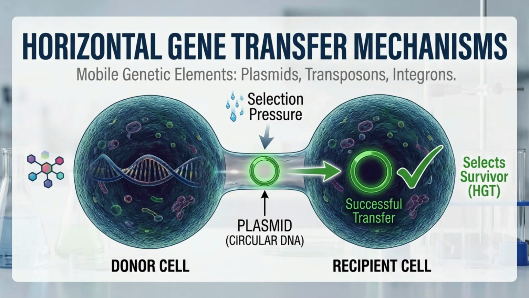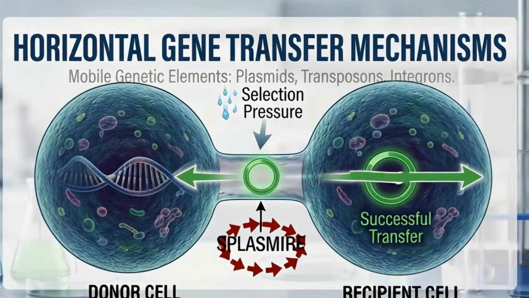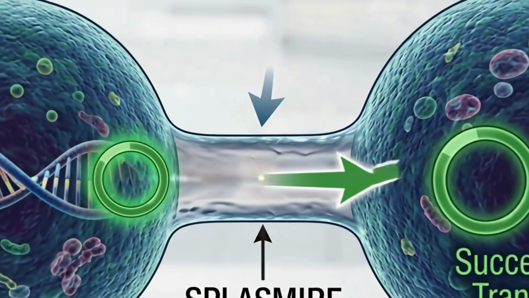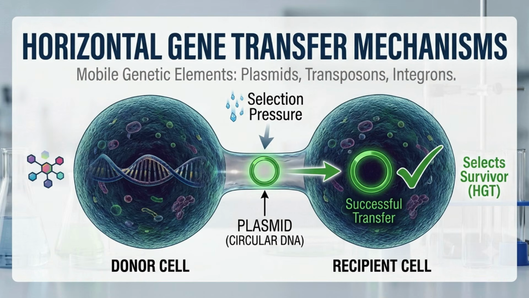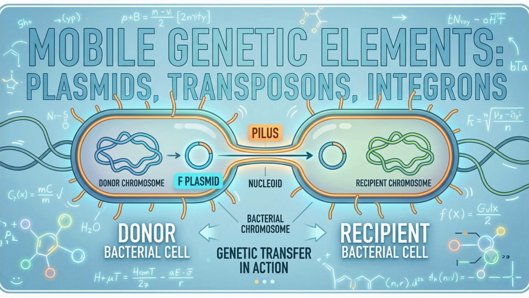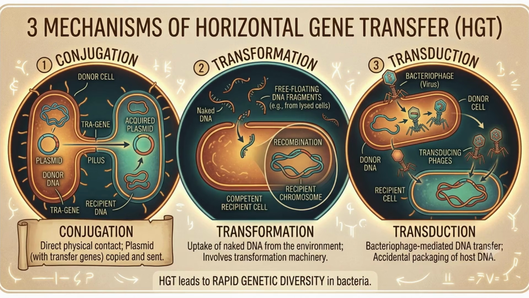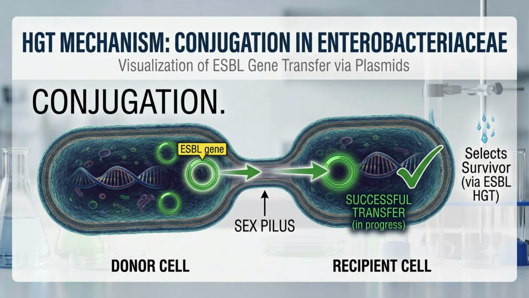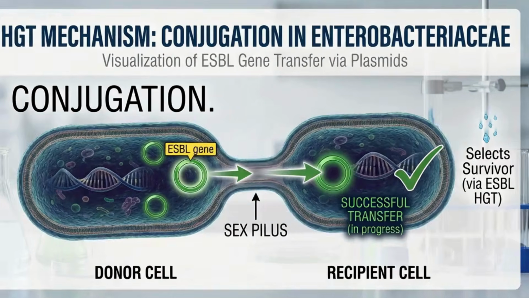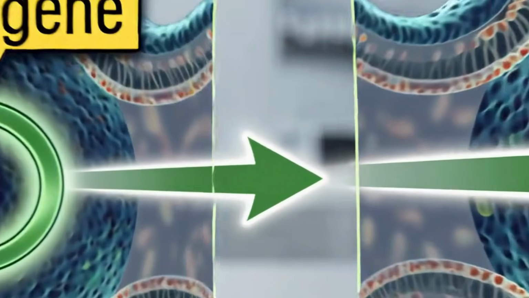B. Horizontal gene transfer, HGT. This is far more clinically significant because it allows rapid inter- and intraspecies spread of resistance genes, typically carried on mobile genetic elements: plasmids, transposons, and integrons. Three mechanisms as described in Jawetz's: conjugation, direct transfer via plasmids through a sex pilus. For example, transfer of ESBL genes among Enterobacteriaceae.